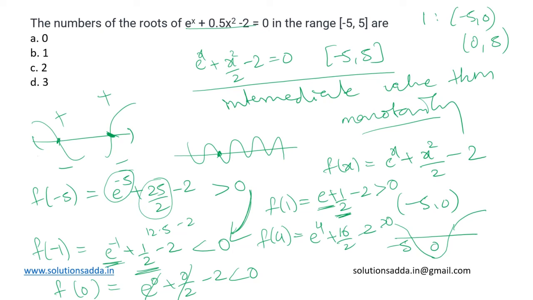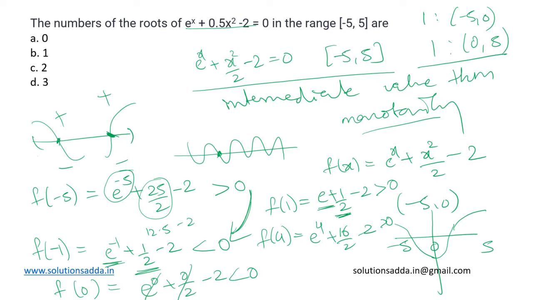So between 0 to 5 it is again changing from negative to positive, and the function is strictly increasing in this interval. So in this previous part it was monotonically decreasing, and in the next part 0 to 5 it is monotonically increasing, and hence in this interval also it will have exactly one root.